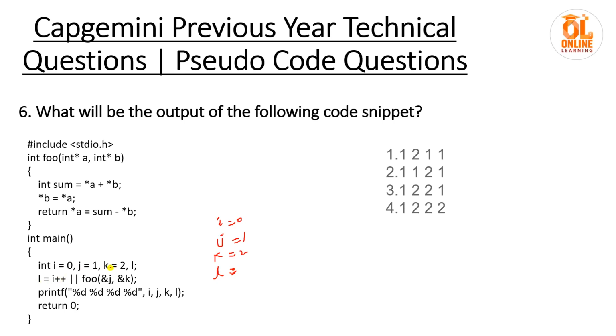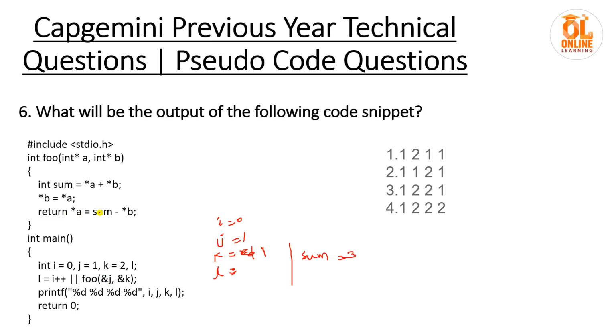i plus plus means 0 in post increment, 0 plus plus, or foo of ampersand j, ampersand k, the addresses are being passed here. So int a, int b, int sum equal to this plus this, which is j and k, 1 plus 2, that is 3, sum equal to 3. B equal to a. B equal to a means b is the address of k, so the address of k we are replacing with the address of j, that is k becomes 1 here.